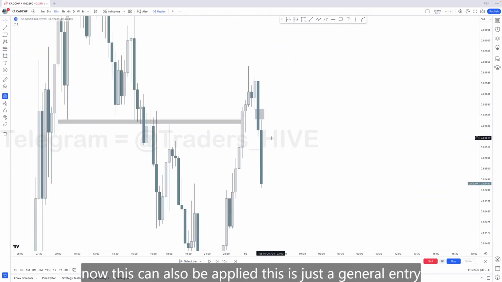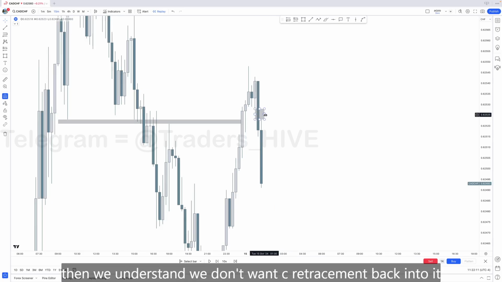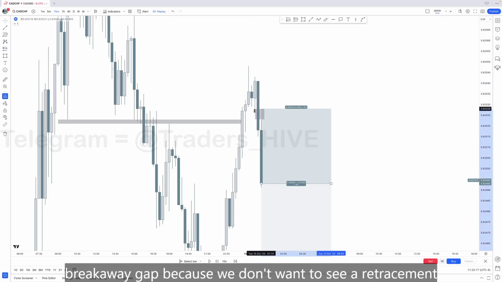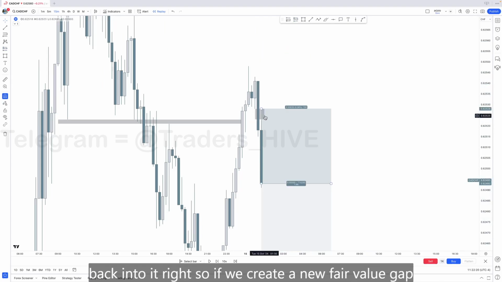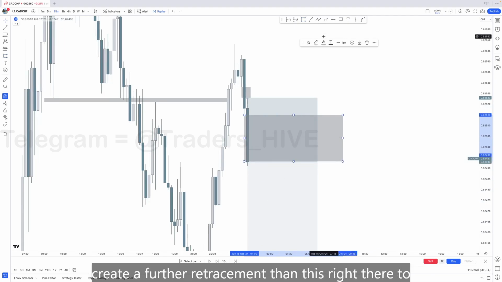Now, this can also be applied. This is just a general entry technique. This can also be applied to your ST plus re-entries, where if we create a breakaway gap in our entry, then we understand we don't want to see a retracement back into it. We can still enter right there. We can cover potentially the breakaway gap because we don't want to see a retracement back into it, right? So if we create a new fair value gap, which will be at this area right there, then price should not create a further retracement than this right there to continue lower.